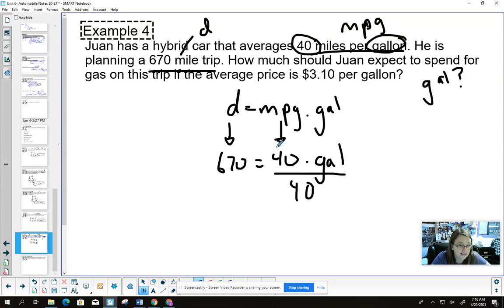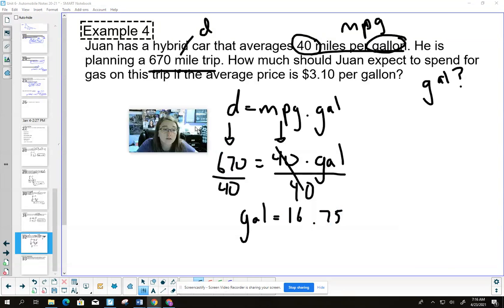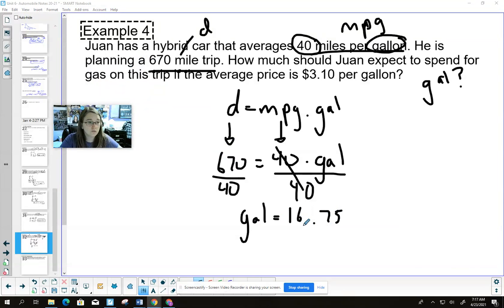This is 40 times the gallons. We're going to undo that. So here's how many gallons he needs. 670 divided by 40, which happens to be 16.75. So he's going to use about that much gas.